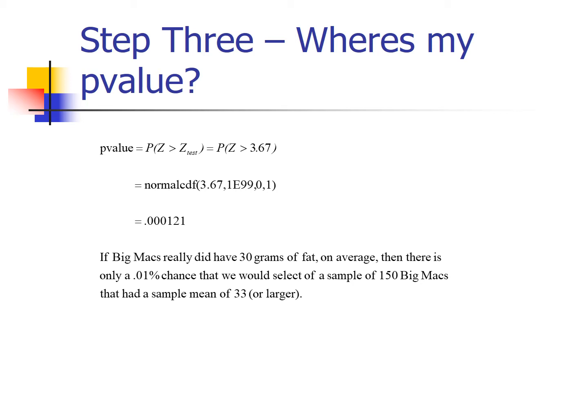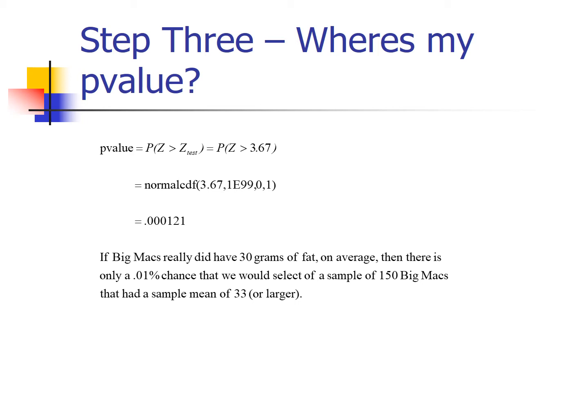Our p-value is the probability that z is greater than z test, right? That greater than matches up with the greater than 30 in my alternative hypothesis. So this is the probability that z is greater than my test statistic 3.67. Now I didn't draw the pictures. By now I should have perfected the skill, and it should be fairly obvious that to find this probability, z is just a normal distribution with a mean of 0 and a standard deviation of 1. So finding this probability is just normal CDF. My lower bound is 3.67. In theory, there is no upper bound, so I use 1 gajillion.